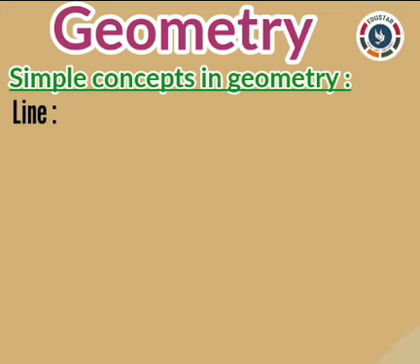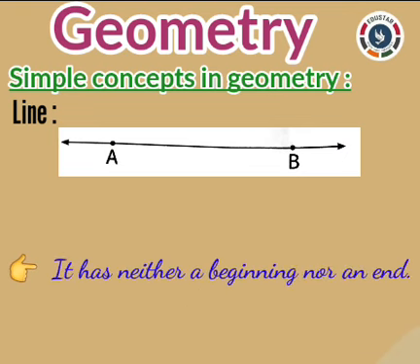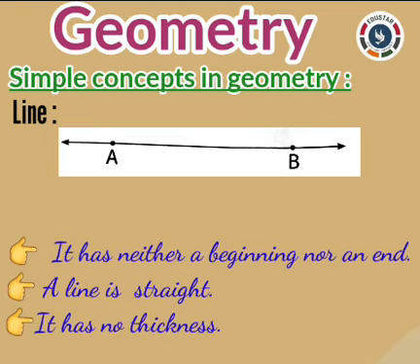Next is line. This is line. It has neither a beginning nor an end. It is denoted with a double-side arrow mark. A line is straight. It has no thickness. Here, A and B are 2 points on this line. And this line is denoted like this.